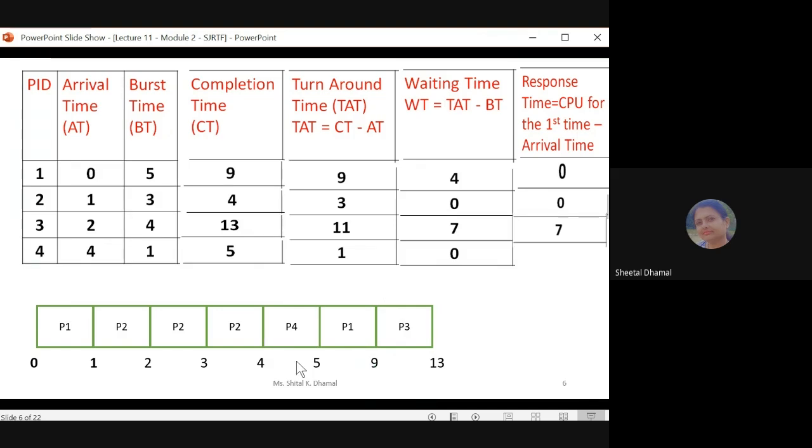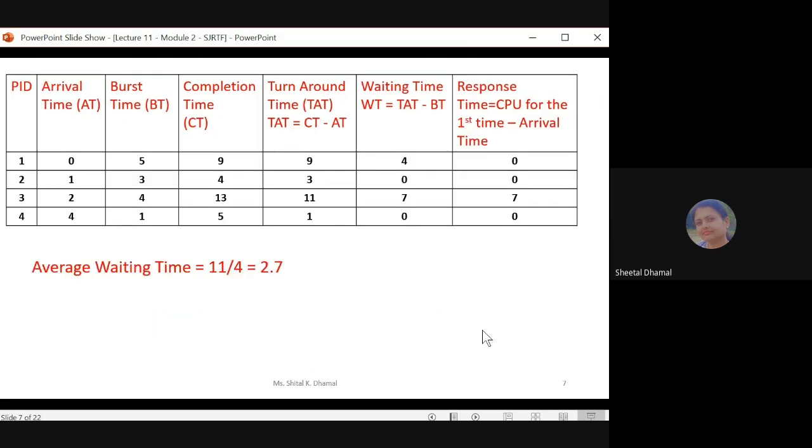P4 entered at 4 o'clock and got the CPU at 4 o'clock, so what is its response time? Yes, 0. So 4 minus 4, 0. Here you can observe that the response time and waiting time are different if you are using the preemptive approach. See, the average waiting time is 2.7, then the average turnaround time is 6. Yes, it is 6, and throughput is 3.25.